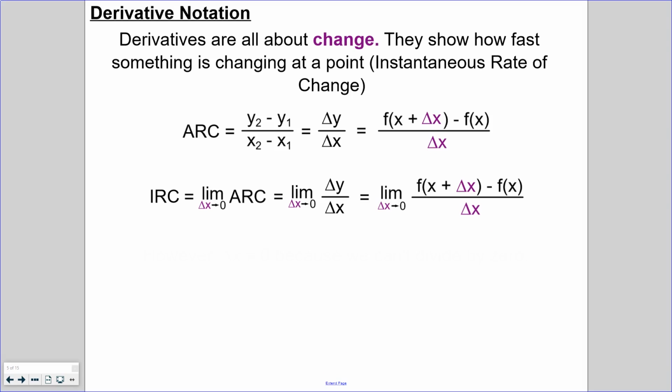But before we do that, one final thing. Remember, since the limit will never actually equal the actual value, we know that delta x can't be 0, also because you can't divide a fraction by 0. So again, just a reminder about that.